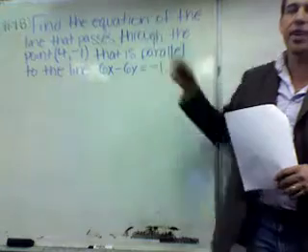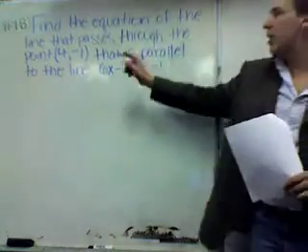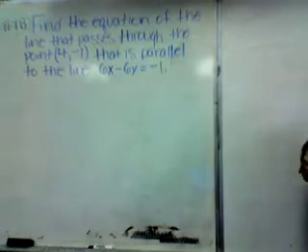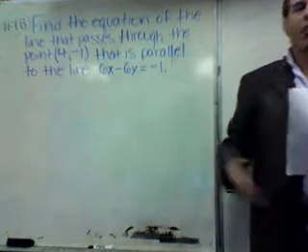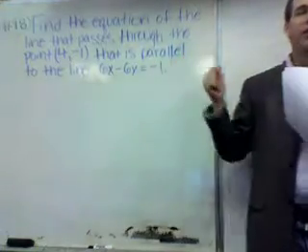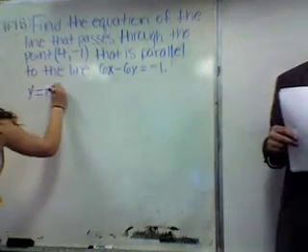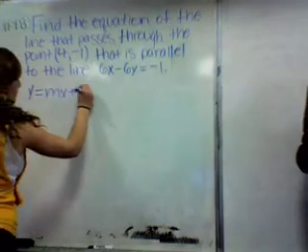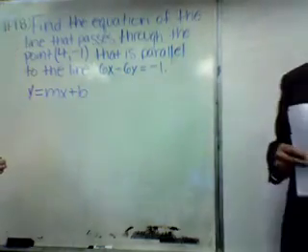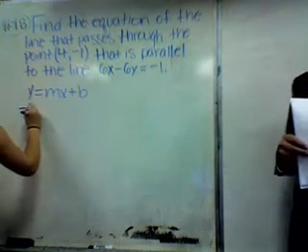Finding an equation of the line. They didn't say what kind of equation, that passes through the point (4, -1) and is parallel to the line 6x minus 6y equals -1. What information do we have, and what do we need to do to it to get what we need? Well, what are we going to do first? Let's not get frozen. What do we do? y equals mx plus b. That's right, y equals mx plus b. How do we get this into the form y equals mx plus b? We put it into slope-intercept form.